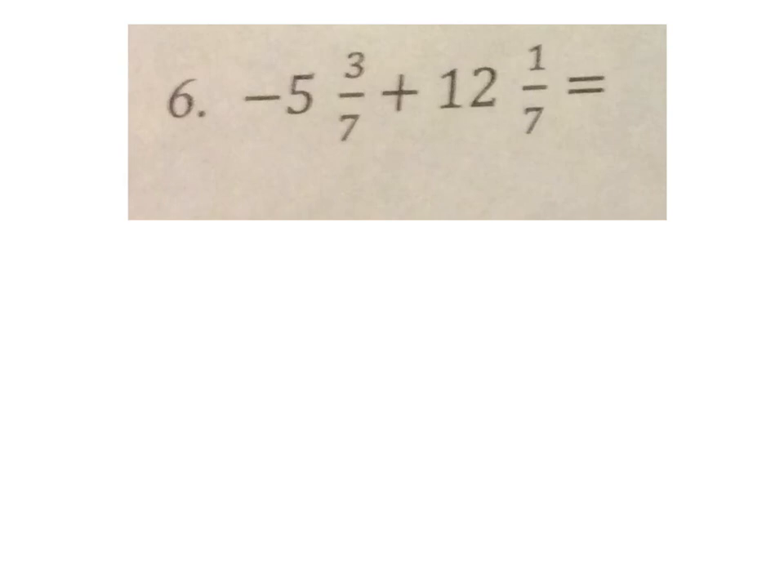All right, last problem on the exit card, number 6. Negative 5 and 3/7 plus 12 and 1/7. So I need to change my mixed numbers to improper fractions. The first thing I'm going to do is take 5 times 7 is 35, plus 3 is 38. So I have 38 over 7. Then I put the negative on it, so the negative doesn't play a part when I actually change it to an improper fraction. Plus 7 times 12 is 84, plus 1 is 85. So I have 85 over 7.